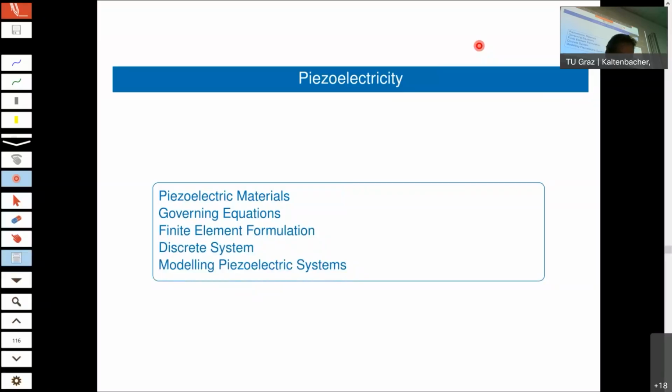Yeah, so today our topic is, as you see here, piezoelectricity. And for this, we will first go a little bit to physics. What are the properties of piezoelectric materials? They are very important materials for sensors and actuators, especially also in MEMS devices, but not only in MEMS devices.